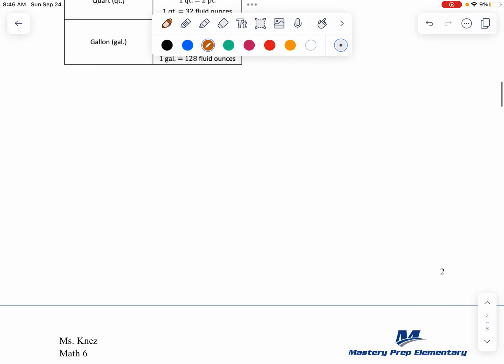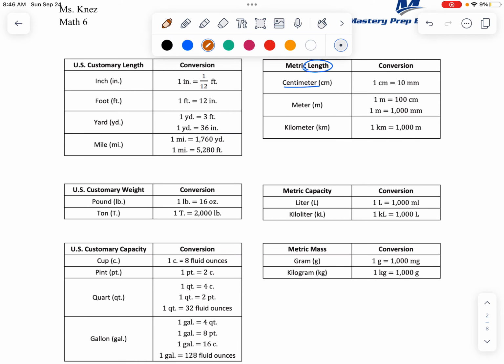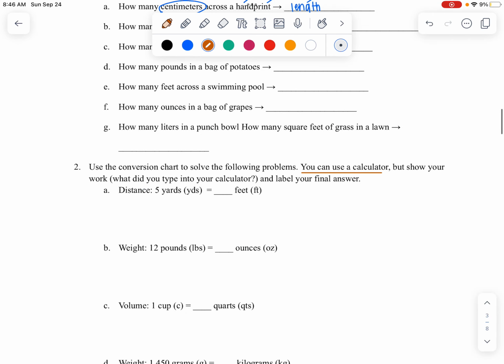So I'm going to scroll back up to my conversion chart, and I'm going to find the row that has yards and feet. I can see that 1 yard is equal to 3 feet. That means that there is 3 feet per yard. So I can write out my multiplication sentence. If I'm converting yards to feet, I know that I'm multiplying 5 yards times 3 feet per 1 yard. Since I have yards on the top and the bottom, it cancels, and I end up with the final answer of 15 feet.